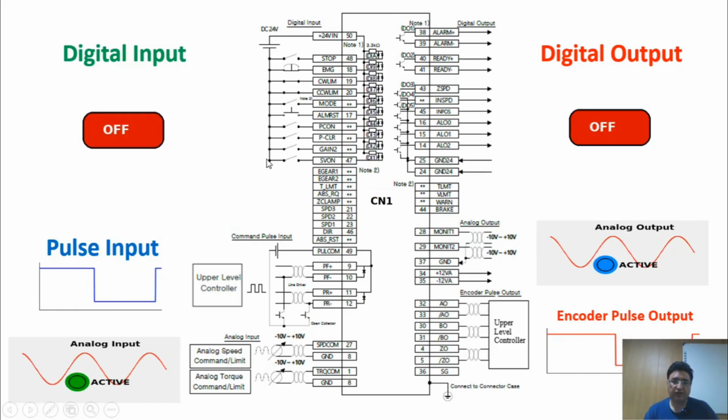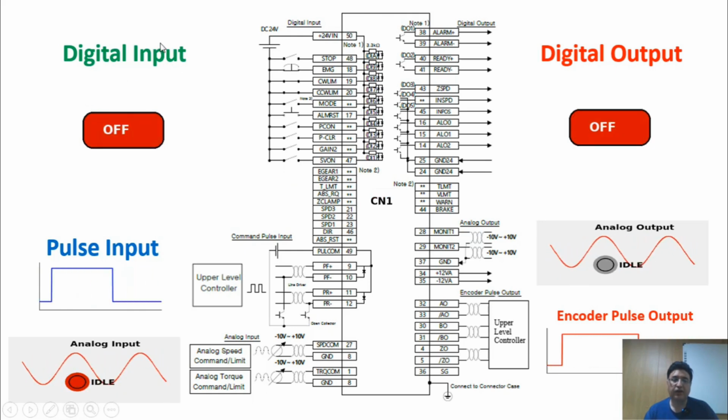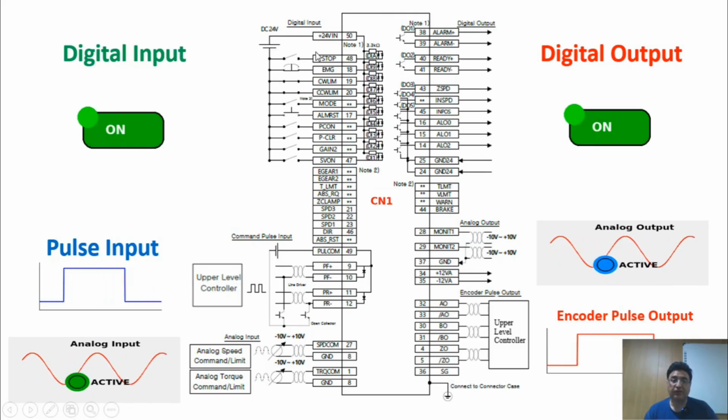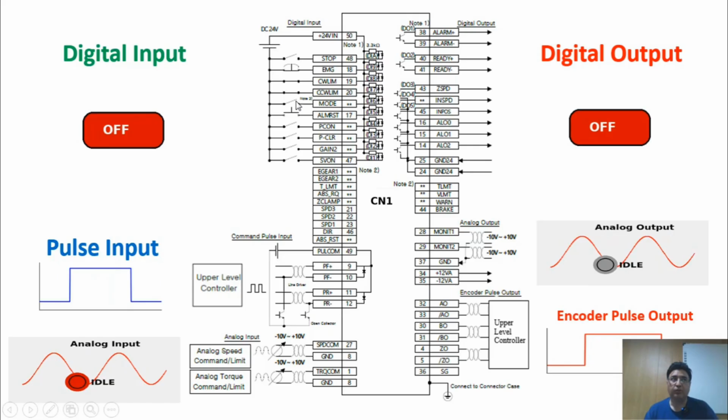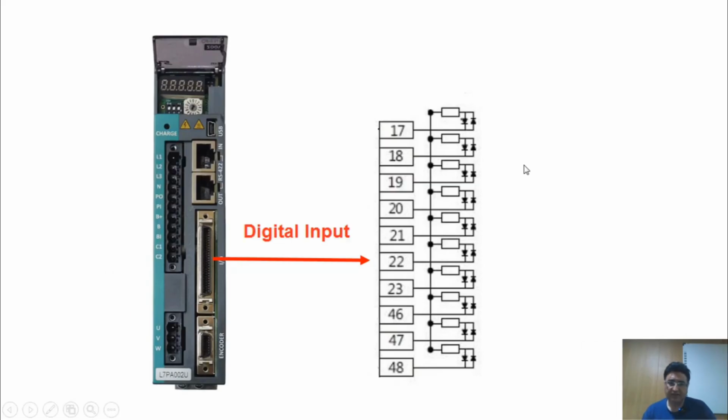Today, we want to delve deeper and get more familiar with these digital inputs and learn together how to configure them for optimal performance and functionality. As you can see in this image, these numbers are directly related to the CN1 terminal. These pins are designated as the digital inputs within the servo system. We can assign a specific function to each one of these inputs, allowing for versatile control and operation.